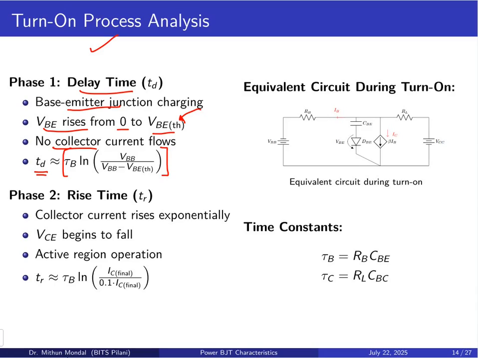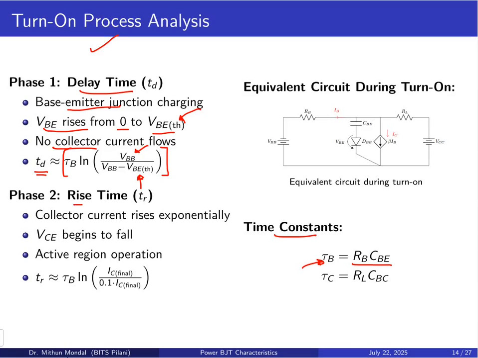So tau B is the time constant, and this time constant is given by the network values of the resistor and the capacitor. So an RC network formation is there. By multiplication of resistor and capacitor, you will get the time constant, and it all depends upon the base voltage and the base emitter threshold voltage.